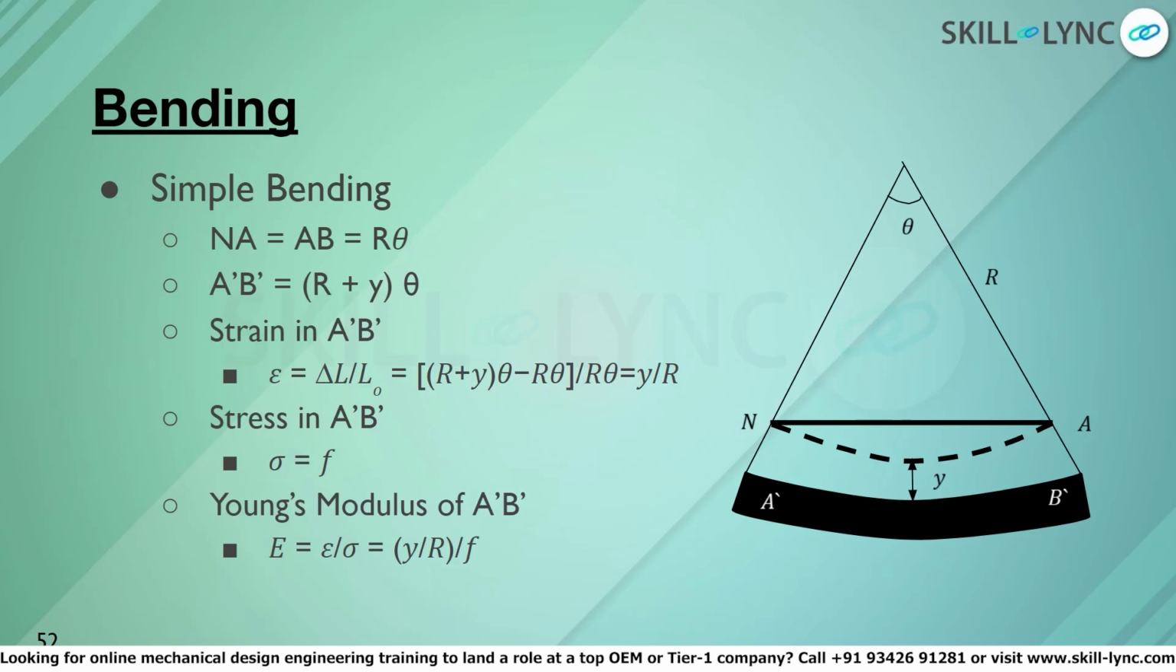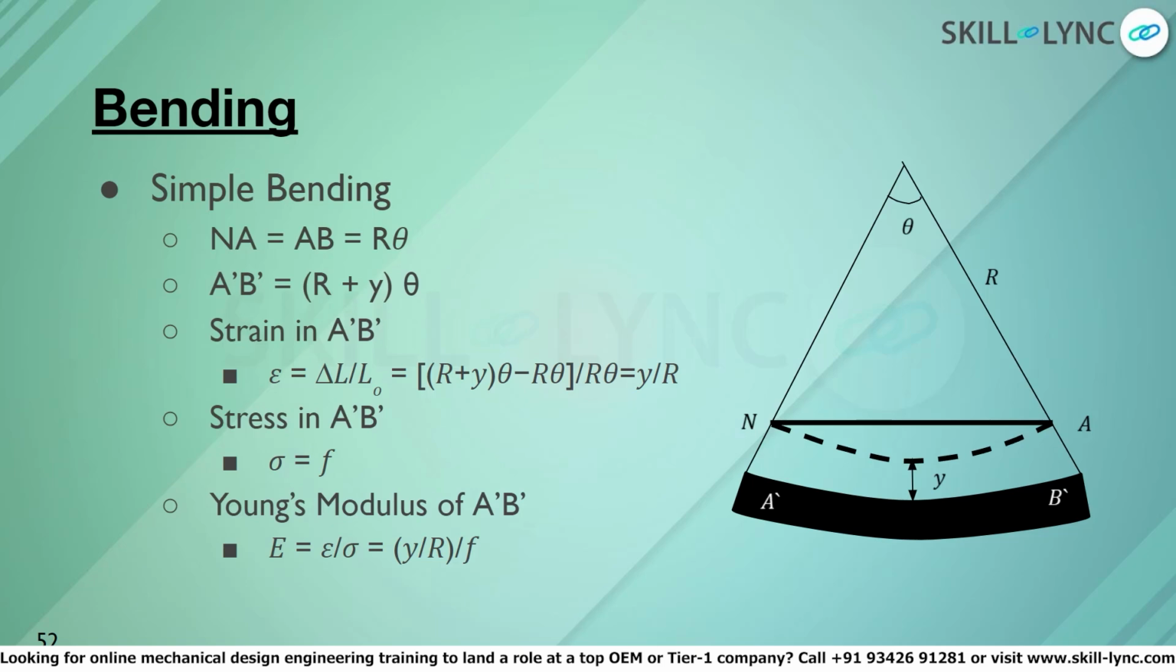Now, let us look at the bent section. The bent section is A dash B dash. This will be equal to r plus y into theta. Again, this is because we know that cos theta is equal to 1. So, A dash B dash will be equal to r plus y into theta.